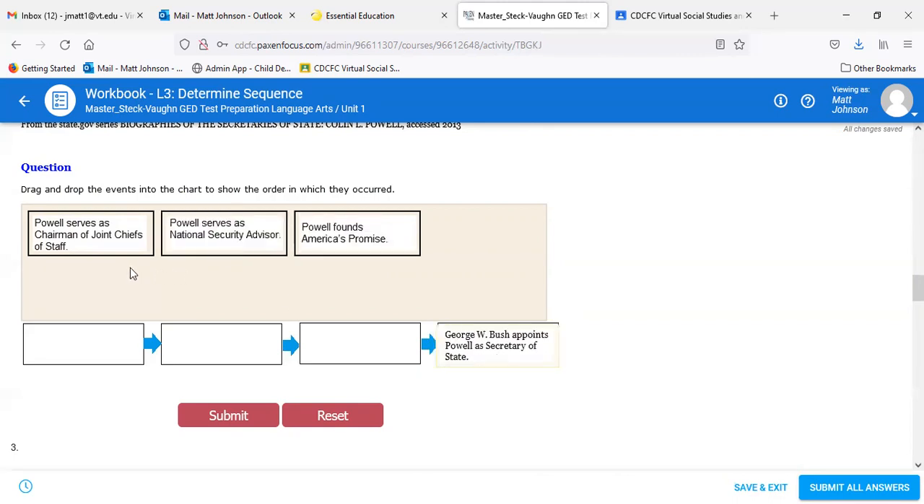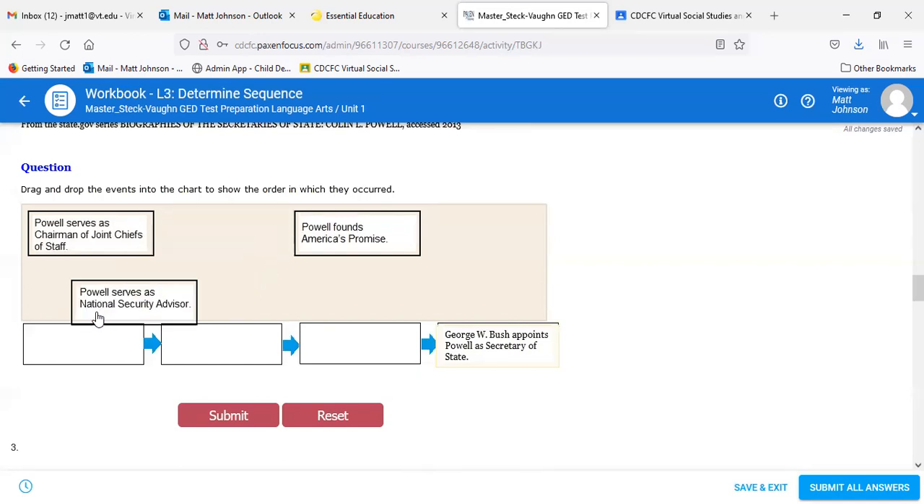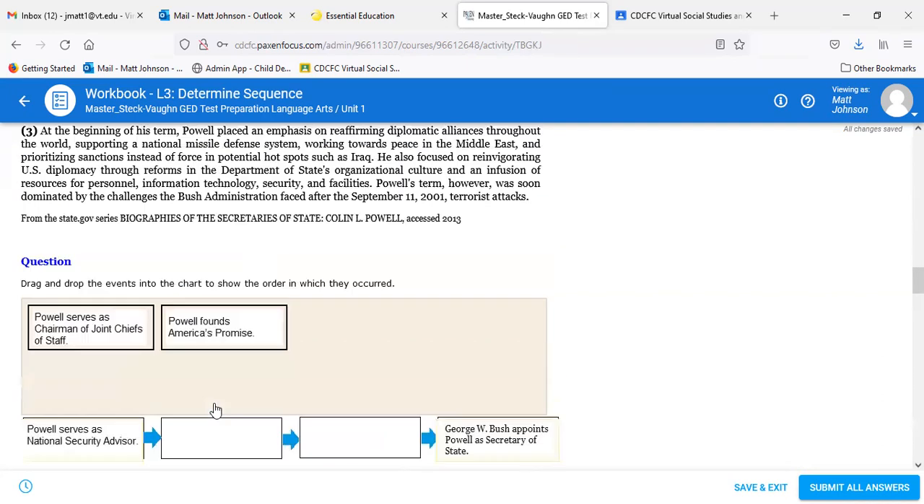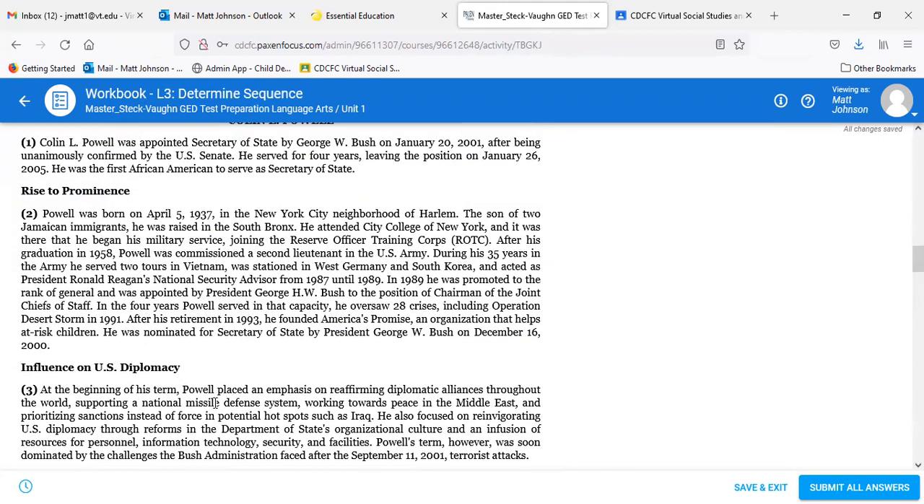So Powell serves as National Security Advisor? Yes, that's the first one, right? Serves as Ronald Reagan's. And here, if you're thinking about order of events, this is one too. We talked about authors, right? So the very first paragraph, we're talking about 2001. It starts discussing the last position that he held as Secretary of State. So we have to get those clues from dates, January 2001, down here 2005.